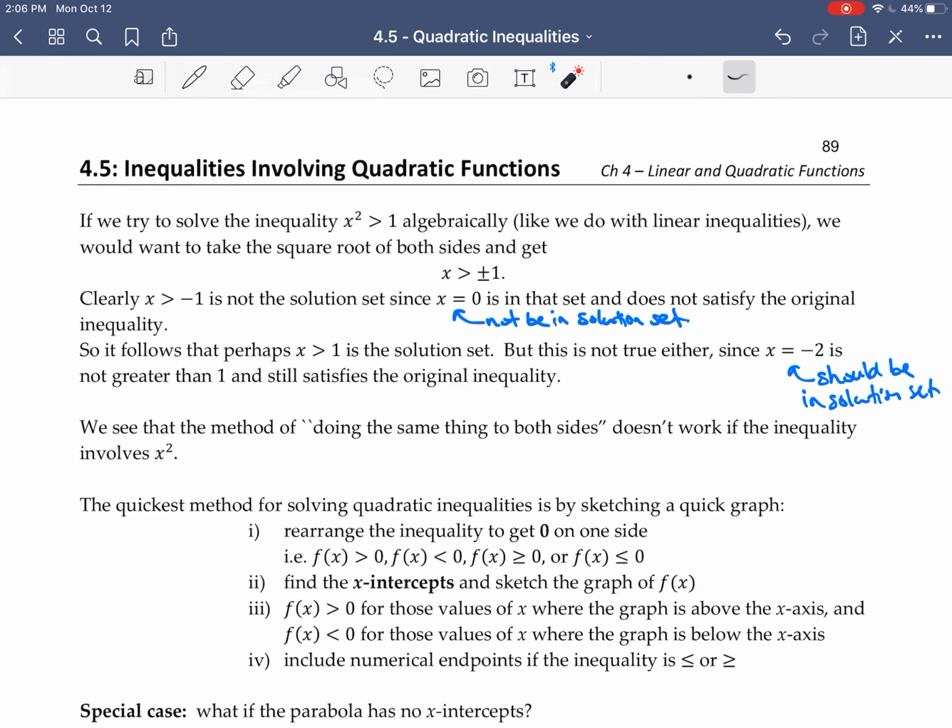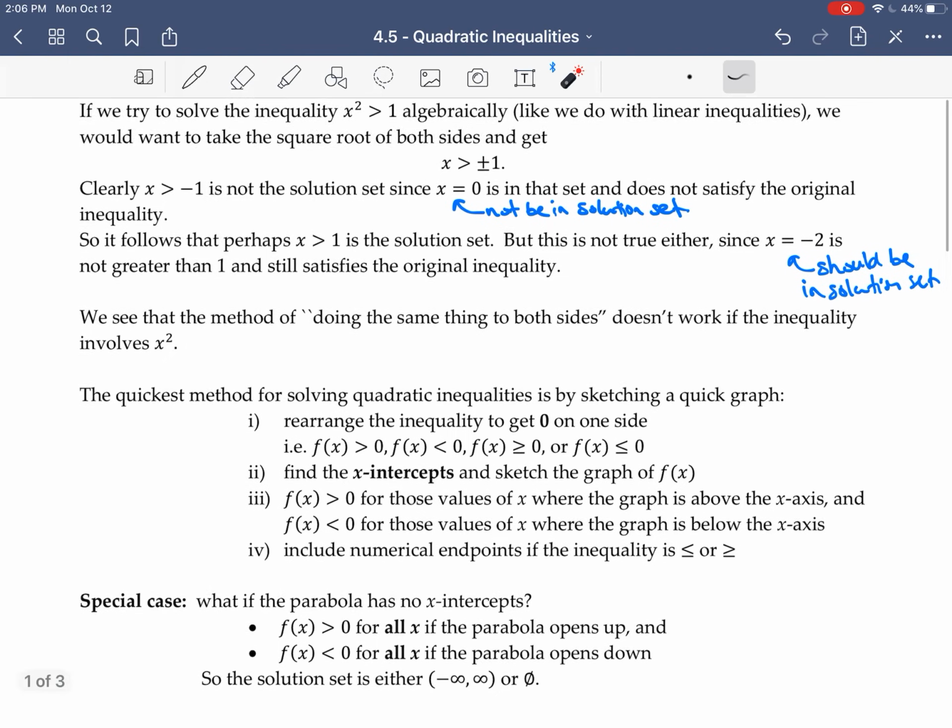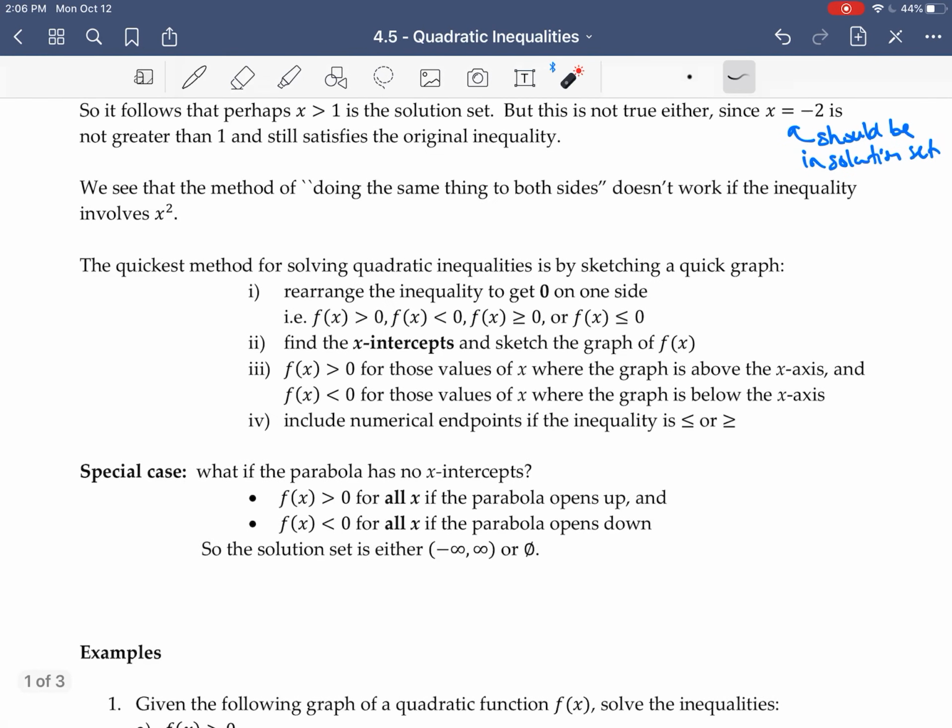If it has an x squared term, it turns out that the quickest way is actually to sketch a very, very quick graph. You don't need very many features on the graph, just a basic shape really. How we're going to do that is you want to rearrange the inequality so that you have 0 on one side. So your inequality is going to look like one of these 4. The reason for that is it's easier to compare to 0.